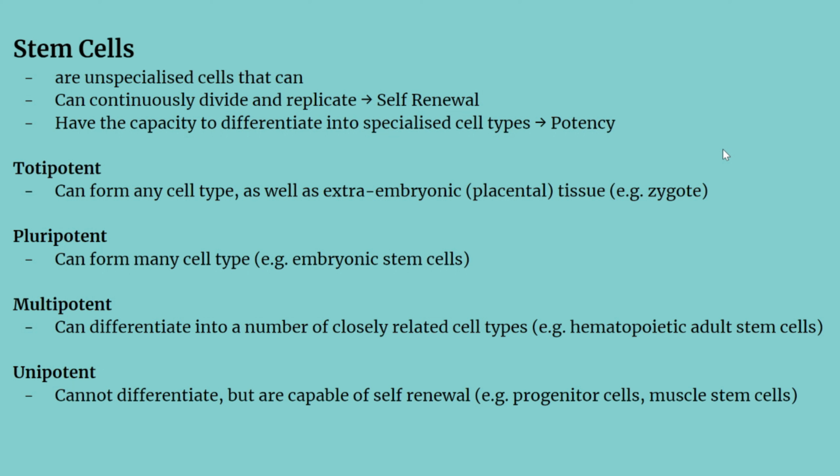And you have unipotent, which cannot differentiate, but they are capable of self renewal. For example, your skin cells won't differentiate to become brain cells or muscle cells. If they are skin cells, they will remain as skin cells. They'll just divide as skin cells and they will renew your skin. So that's how your skin renews, right? Every few days, there's a layer that sheds off, and to self renew, the cells will divide and replicate, and they will form a new layer of skin.